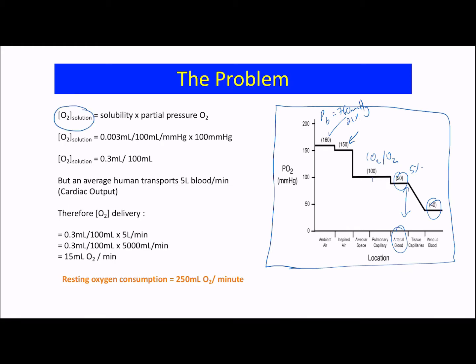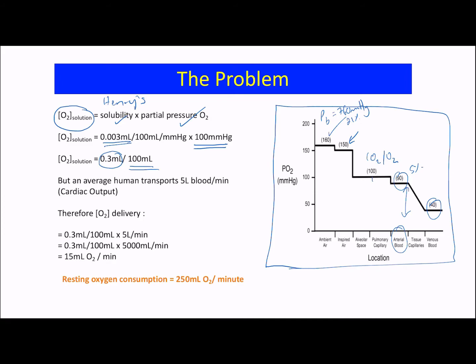Now, we know that oxygen in solution, by Henry's law, is proportional to the solubility and the partial pressure of oxygen. We know that the partial pressure of oxygen is 100 millimeters of mercury. We've derived that previously. But the solubility of oxygen in blood is very minimal. It's 0.003 mils per 100 mils per millimeter mercury of partial pressure. And that means that for 100 mils of blood, we only have 0.3 mils of oxygen.